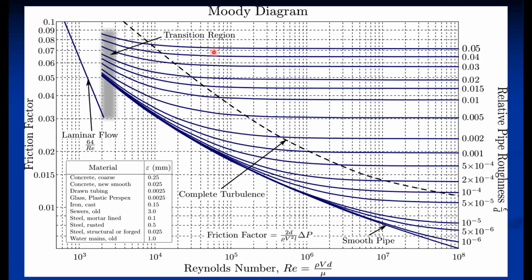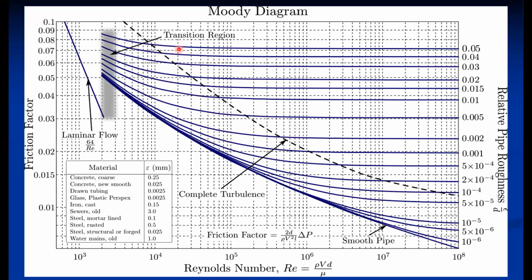This is the variation for different relative pipe roughness values. For this particular line, the entire flow is turbulent, because for the other lines, this much portion is transition, then turbulent. But this line doesn't intersect the transition zone. That's why this particular line is called complete turbulence, or the line for the complete turbulent flow.